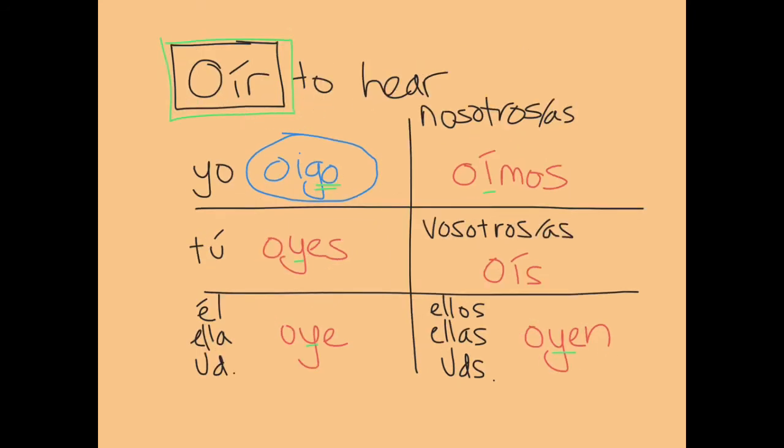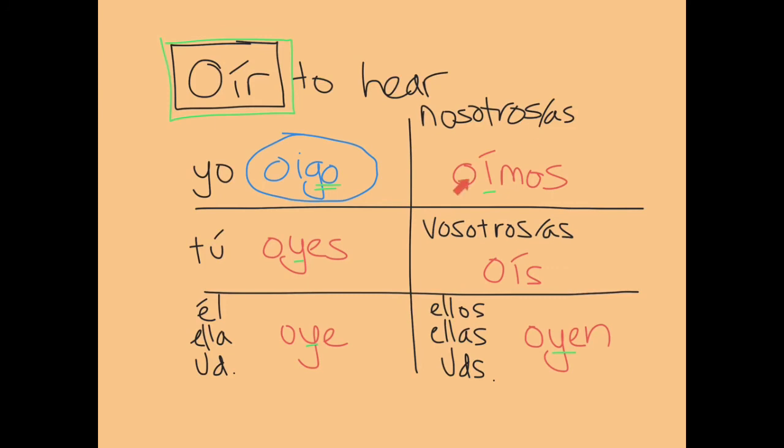Alright, oír, to hear. Easy to remember because it rhymes. For our yo form, for I hear, we've got yo, oigo. It's almost like that I is a Y, oigo. That's our go form. Then we've got some other funky stuff here, like tú oyes, notice the Y that shows up. Tú oyes, él, ella, usted oye.